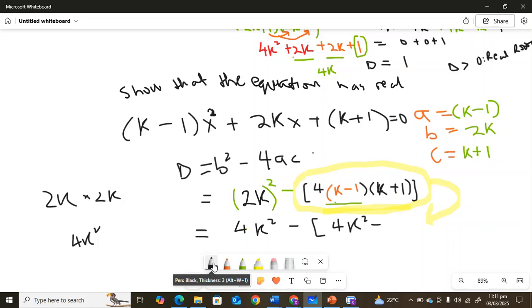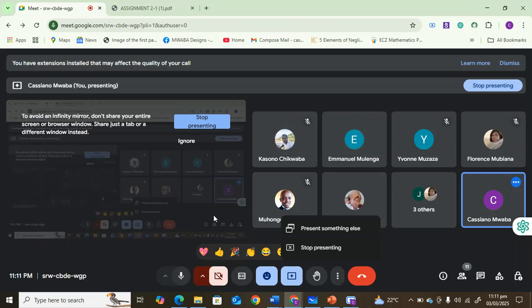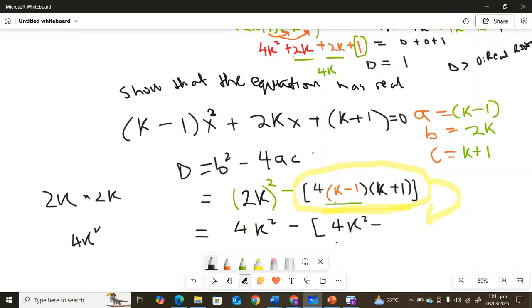For those who never got 4 as the discriminant: if you got your discriminant as 4, you are safe. That answer is correct. If you got your discriminant as 4, you're correct. But if you haven't got your discriminant as 4, listen in. When you expanded this, you got 4k squared minus 4. Was it minus 4? Yeah.